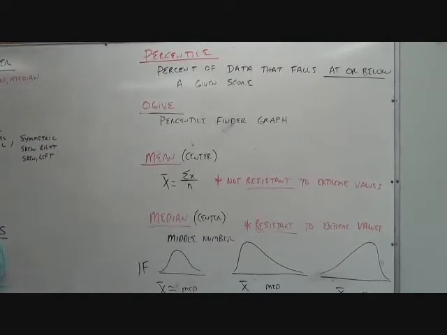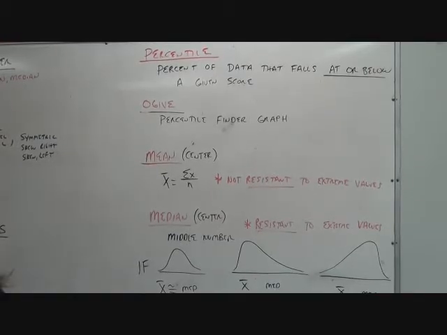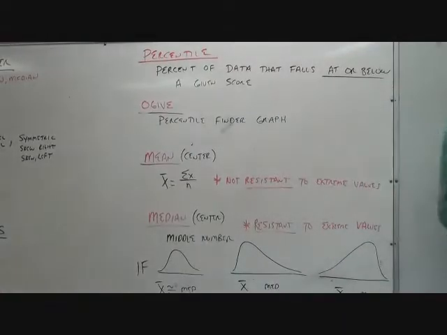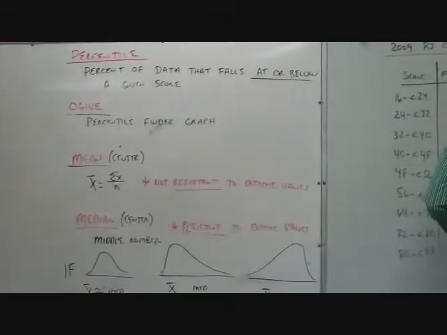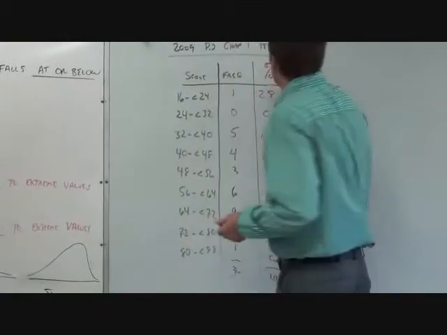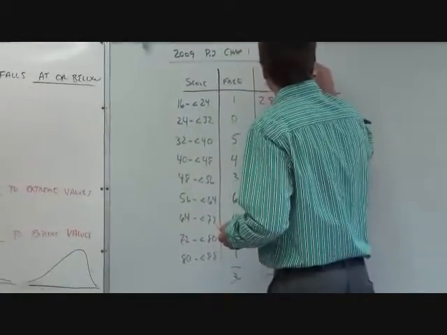All right, that's an ogive. That's what we're going to build, okay? You have no idea what that means, but that's what it's going to look like when we're done. All right, in order to build this ogive, I need to make a new column here, and I'll call it, I don't know, the percentile column.